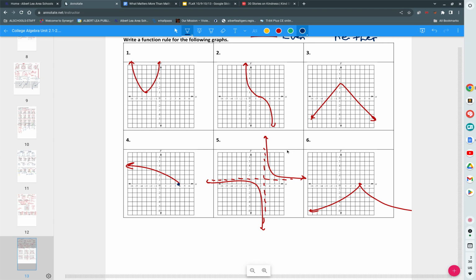So the first thing I want to do is just identify the parent function. The parent function is x squared. Describe for me the transformation that's taking place here. Left 3 and up 1. So therefore the rule would be y is equal to x plus 3 quantity squared. That shifted it to the left 3 units. And then I add 1.